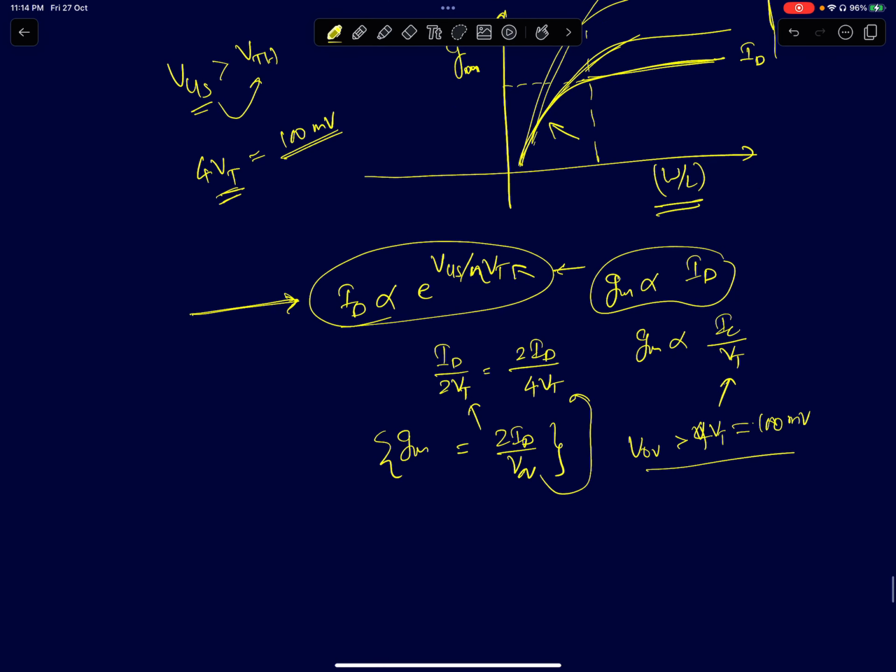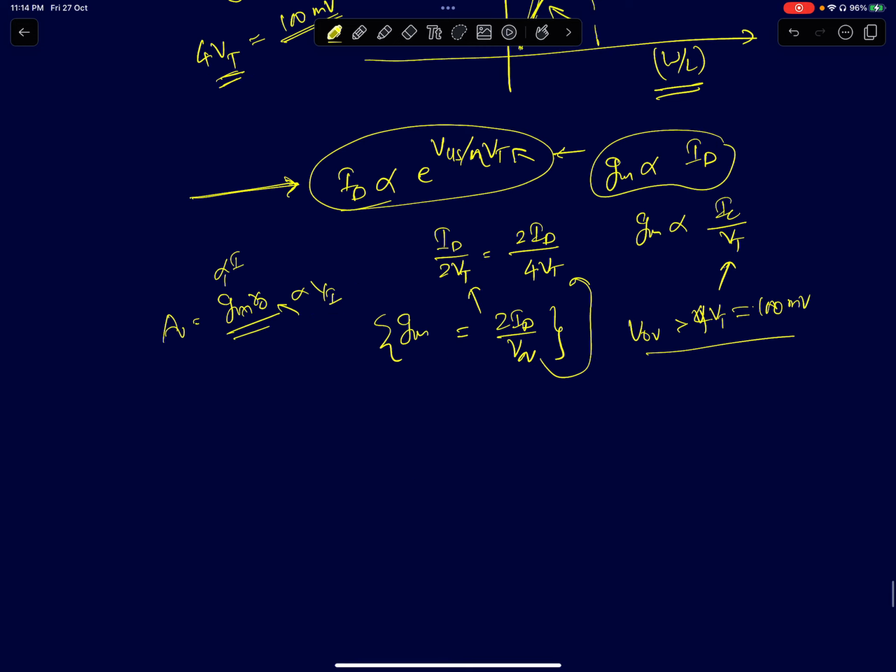Using this, I can argue that the intrinsic gain, GM times R naught, is constant: GM is proportional to I, and R naught is inversely proportional to I, so the product will be like a constant. So for different drain currents, when you plot it, you will reach a limiting value of DC gain. We call it intrinsic gain.